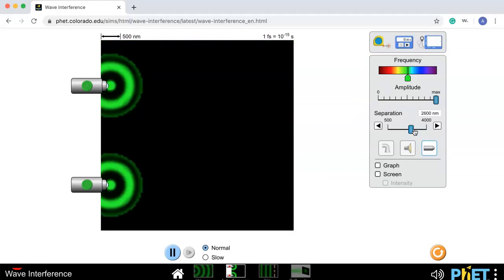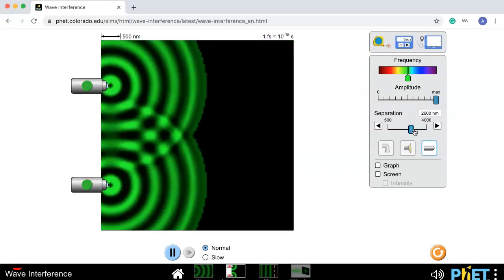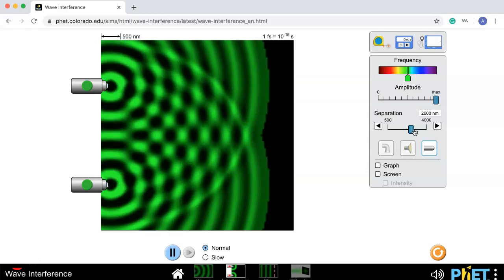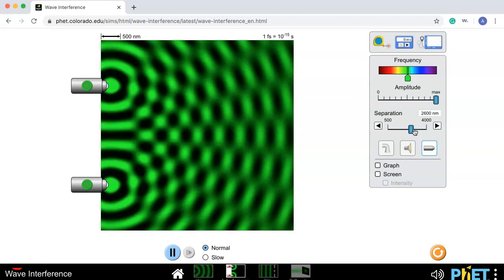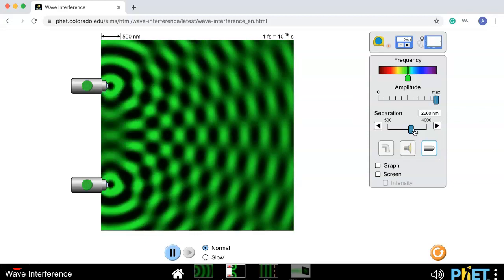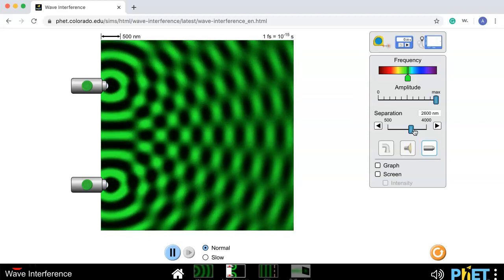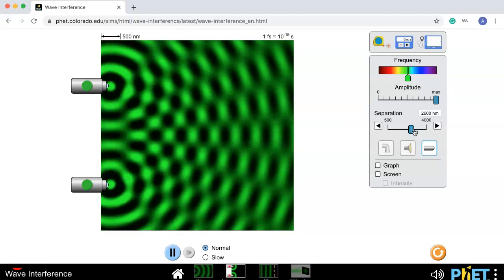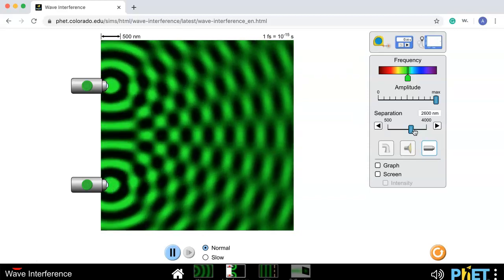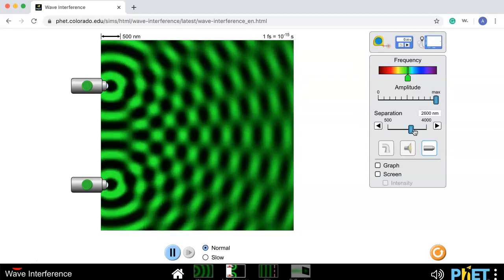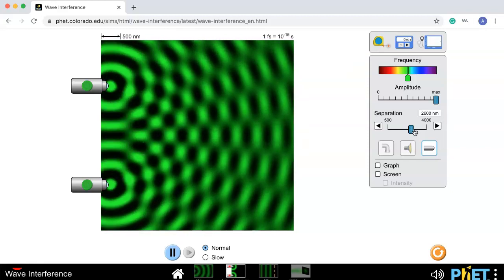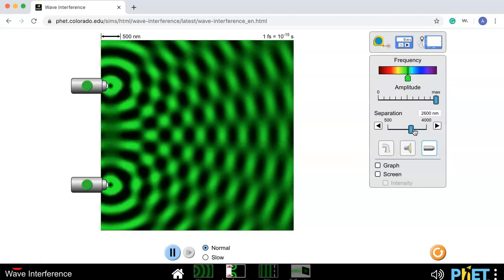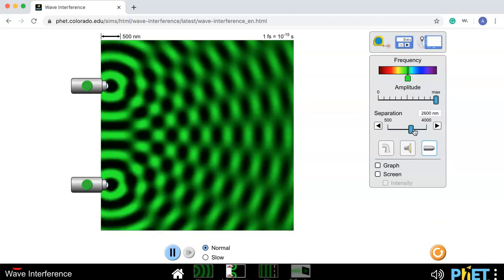Then if we increase the distance even further, there is a more complex pattern that gets generated. So we want to get a better understanding of this. And in particular, we want to be able to identify the places where the interference is destructive.